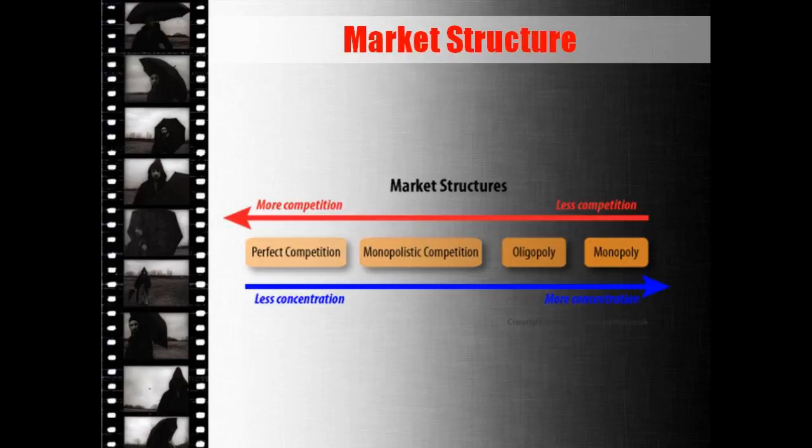is monopoly. And if we compare it by the frame of concentration, the less concentration is on the left side and the more concentration is on the right side. The most concentration is monopoly, and then oligopoly, and monopolistic competition, and the last one is perfect competition.